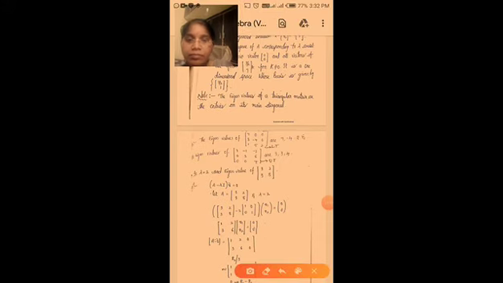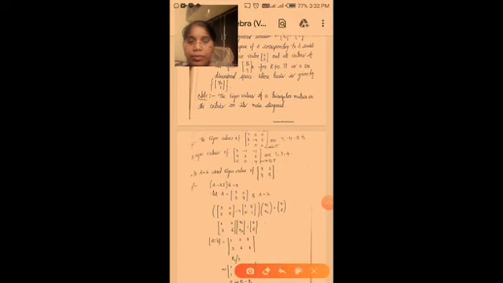This is a lower triangular matrix. What is the condition here? The eigenvalues of a triangular matrix are the entries on its main diagonal. So see what the diagonal elements are: 7, -4, 2. This is the diagonal element. So in a triangular matrix, upper triangular or lower triangular, we directly write down the eigenvalues: 7, -4, 2.